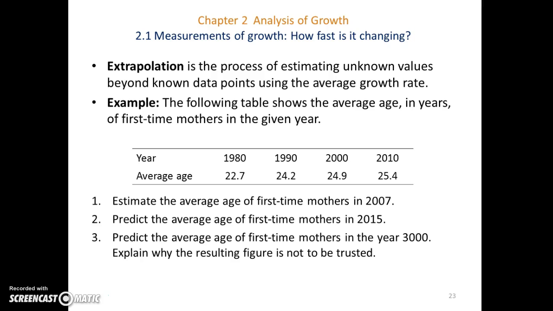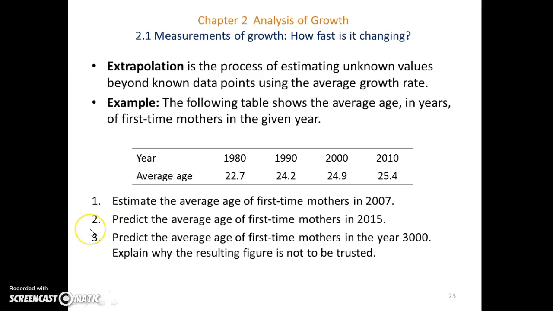Here's an example. The following table shows the average age in years of first-time mothers in a given year. First row is the year, second row is the average age. The year is the independent variable, average age is the dependent variable. Estimate the average age of first-time mothers in 2007. Predict the average age of first-time mothers in 2015. Predict the average age of first-time mothers in the year 3000. Explain why the resulting figure is not to be trusted.